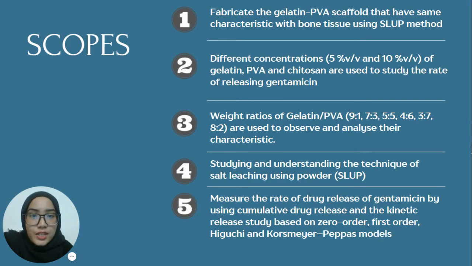And the scope is, first, to fabricate the gelatin-PVA scaffold that has the same characteristics as bone tissue using the salt leaching using powder method. Second, different concentrations, 5% and 10%, of gelatin-PVA and chitosan are used to study the rate of releasing gentamicin. Third, weight ratios of gelatin-PVA of 9 to 1, 7 to 3, 5 to 5, 4 to 6, 3 to 7, and 8 to 2 are used to observe and analyze their characteristics. Fourth, studying and understanding the technique of salt leaching using powder. And the last one, measure the rate of drug release of gentamicin by using cumulative drug release and kinetic release study based on zero order, first order, Higuchi and Korsmeyer-Peppas models.